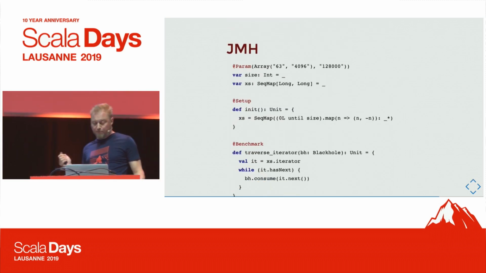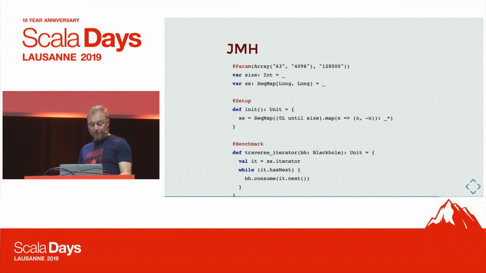So this is an example of a JMH benchmark. I don't know if you've seen it, but this is like the simplest possible. You say the sizes that you want to use, and then you have a subject you want to test, and then you initialize it in a setup method. So you create it of various sizes. And then you define your benchmark as a method, like this traverse iterator. So get an iterator from the subject and then move through it.